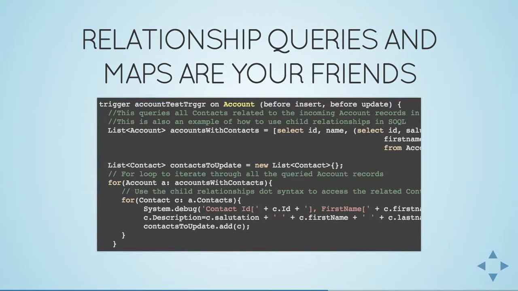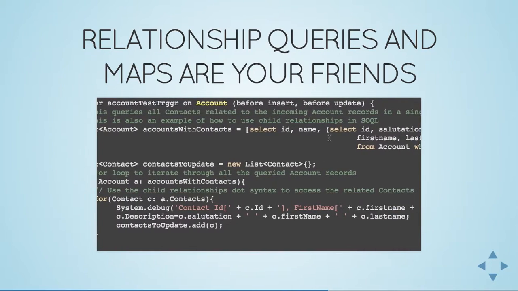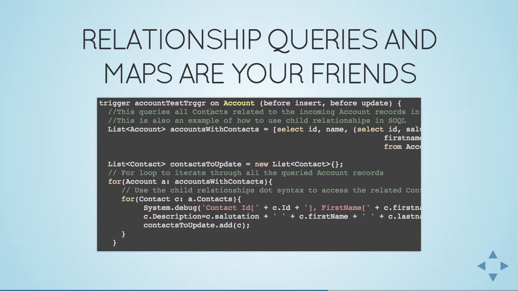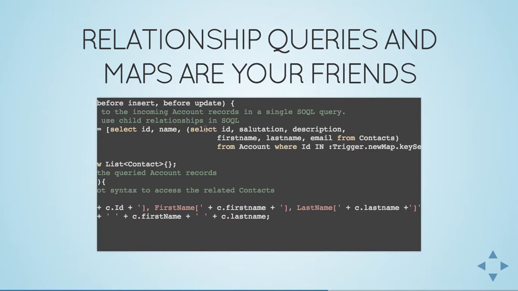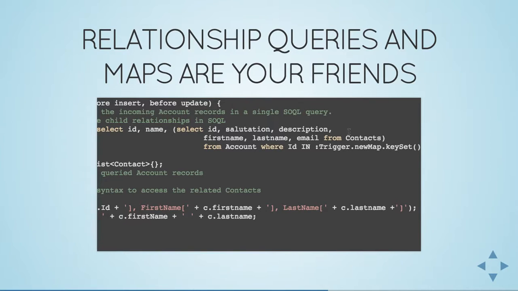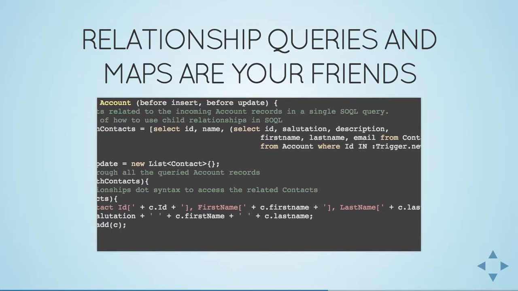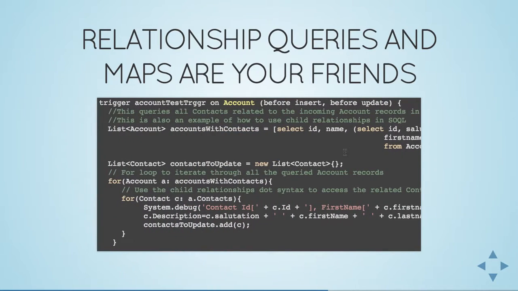Okay, so here is an example of how you can use relationship queries to instead query for all the accounts with their child contacts when the Apex trigger is initially fired, right? So you can see this inner query for all the related contacts, and we're searching for all accounts where the ID is in the key set of our trigger.new map. And in this way, we've avoided running any sort of SOQL queries inside of our for loop.